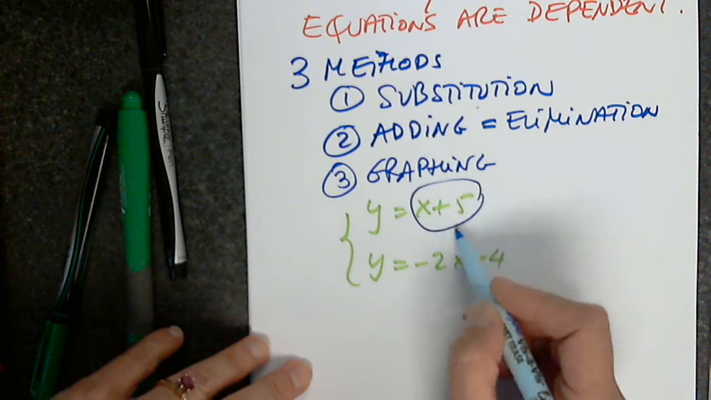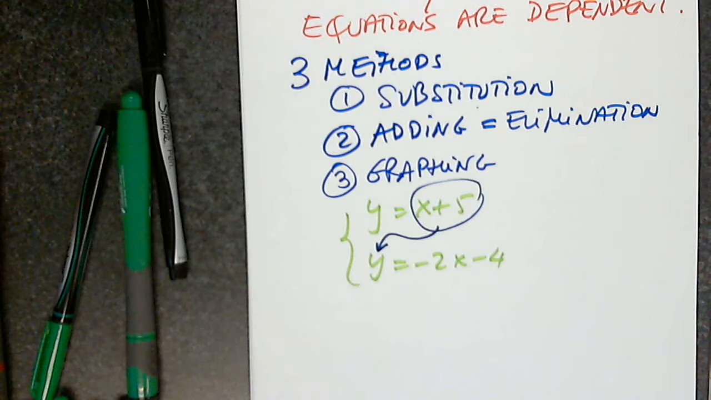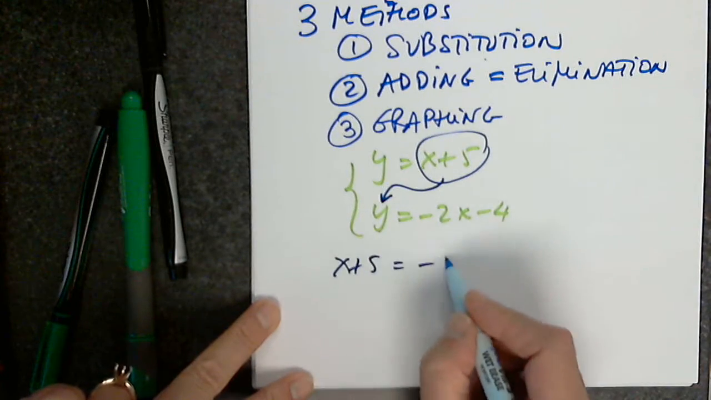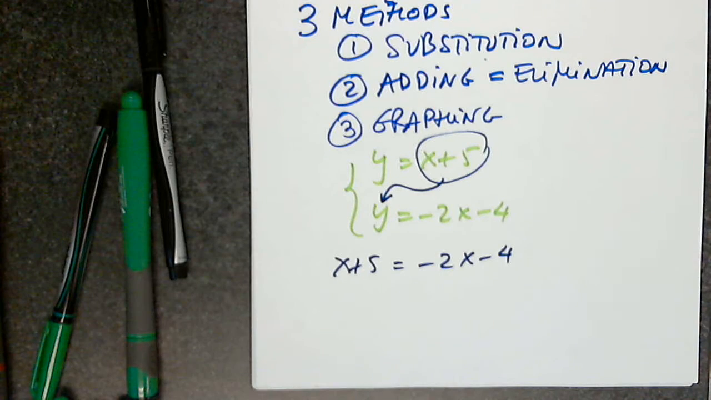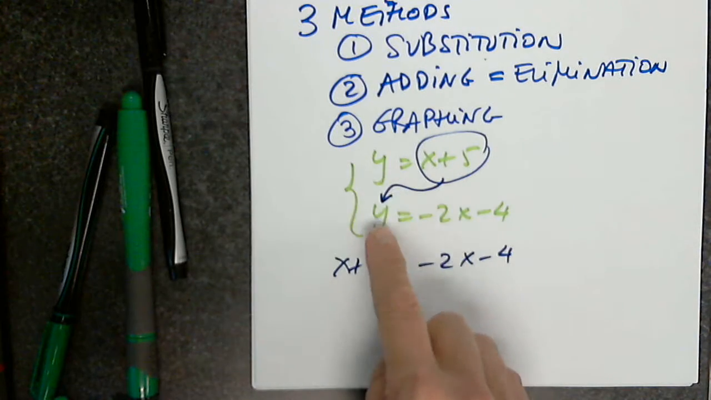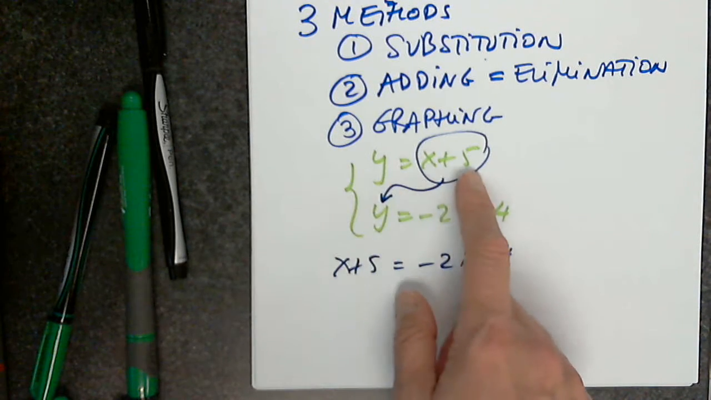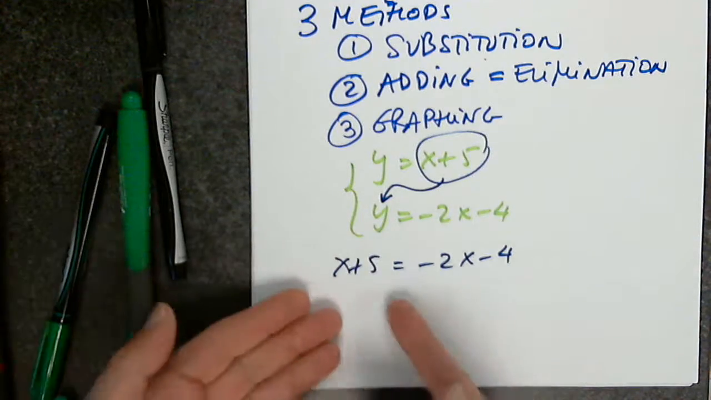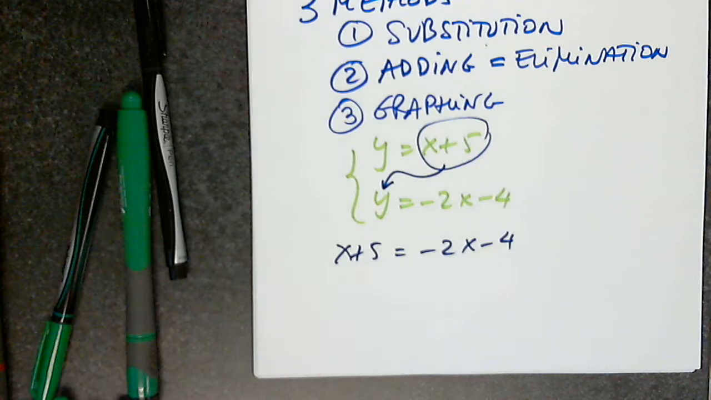y equals x plus 5, therefore this y gets replaced by x plus 5. That's the substitution. So then we have x plus 5 equals negative 2x minus 4. The trick here is to form an equation with one variable. I don't know how to solve an equation with two variables. But if I manipulate them somehow, which I did, this y and this y are the same. If y is x plus 5, then this y can be replaced by x plus 5. Now I created an equation with only one variable that I can solve.